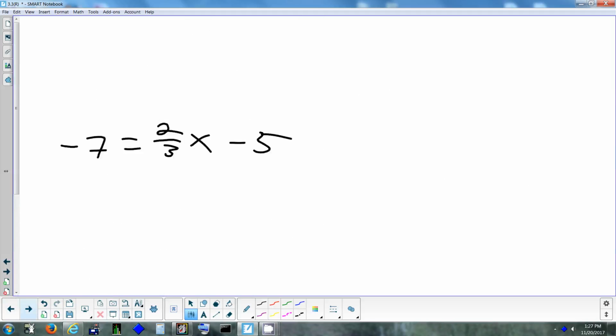You flip a fraction? Nope, don't flip anything yet. What do you want to get by itself in that problem? Yeah, x. So what are the steps? We simplify, there's nothing to simplify. What's after simplify? Add or subtract, and in this case, we're adding 5. What's negative 7 plus 5? Negative 2.